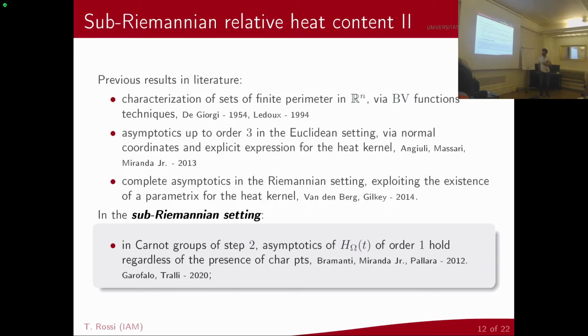Finally, the only previous result in the sub-Riemannian setting for the sub-Riemannian relative heat content is due to Garofalo and Tralli, who proved an asymptotic expansion for this quantity up to order 1, building upon a previous work of Bramanti, Miranda and Pallara of 2012, but that is true only for Carnot groups of step 2. So what is remarkable about this result is that, since they were adapting techniques similar to those used by De Giorgi and Ledoux, so BV functions technique, they don't really care about the presence of characteristic points. So this is a remarkable result, but it only holds in Carnot groups of step 2, and it seems to be difficult to generalize to a more general setting.